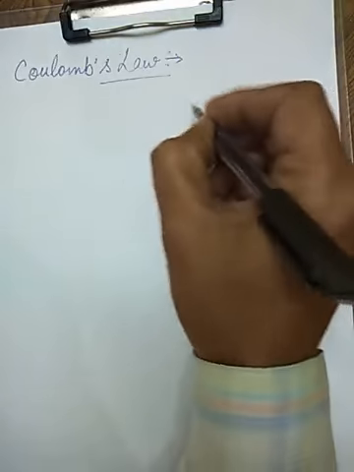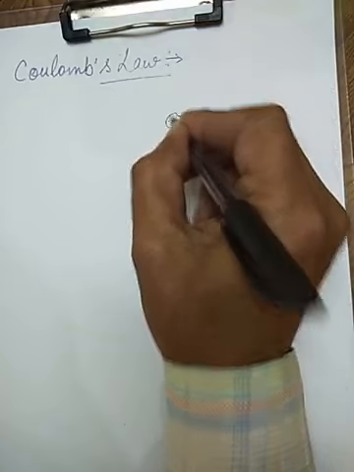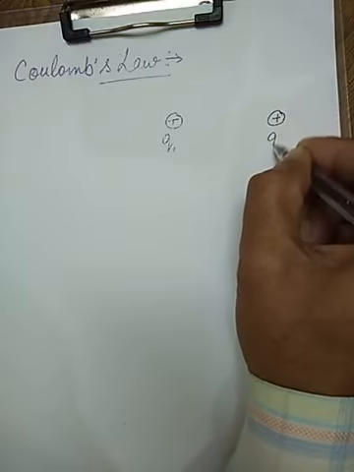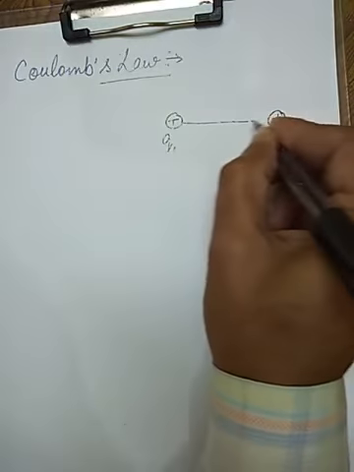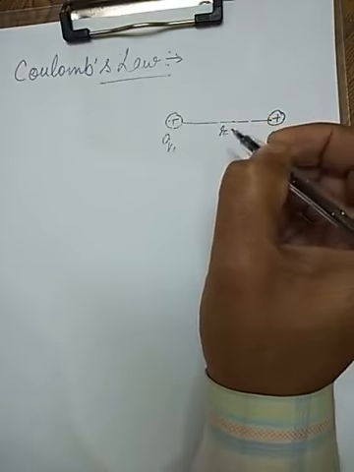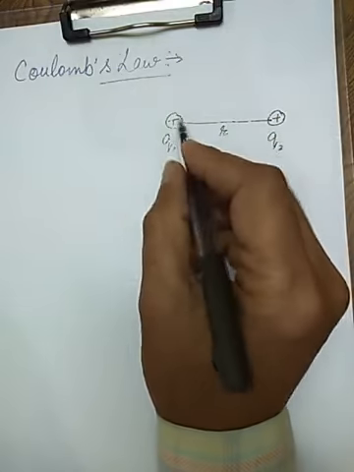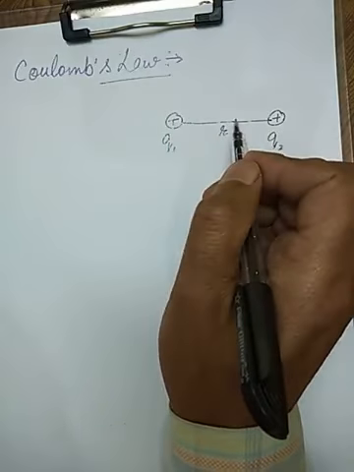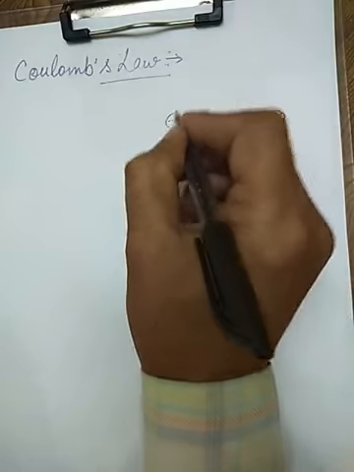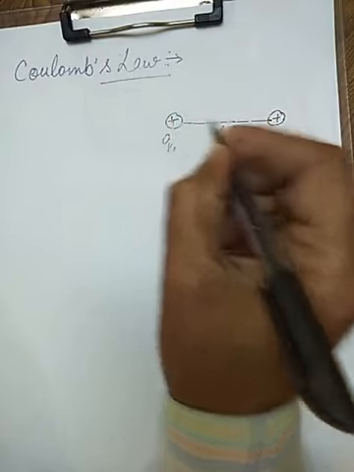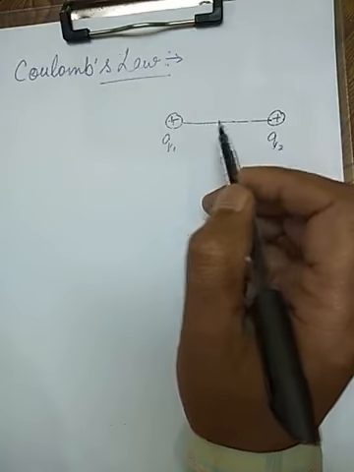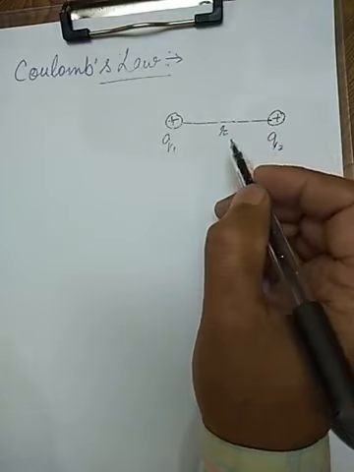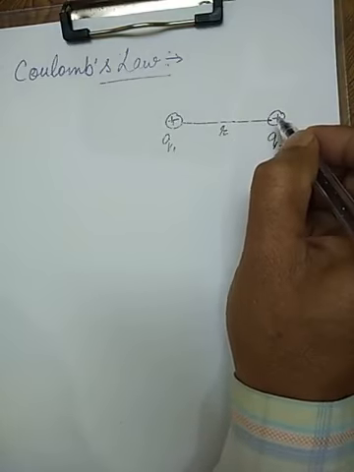Suppose this is our charged particle Q1, and another charged particle Q2 lies at a distance small r. Then Coulomb said that between two charged particles there is either a force of attraction or repulsion, depending upon the nature of charges. This Coulomb force is attractive for unlike charges and repulsive for like charges.